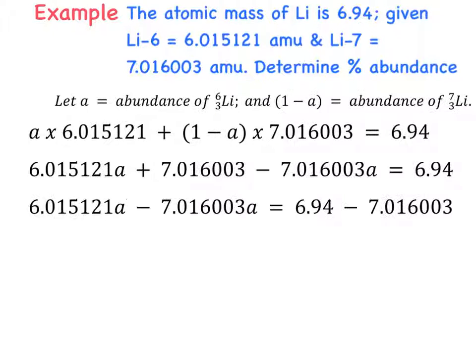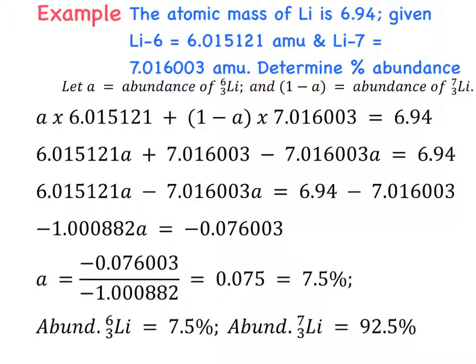And then if we go through the math, all I do is I put like terms together and do subtractions. It's nice and simple, and we're going to see that we have a negative on both sides, which will cancel out, of course, and to find the value of A, we find that A is 7.5%. So in other words, the abundance of lithium-6 is 7.5, which means the abundance of lithium-7 must be 92.5.